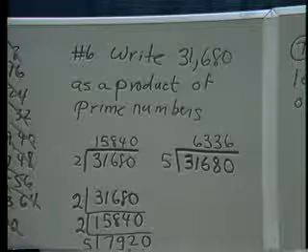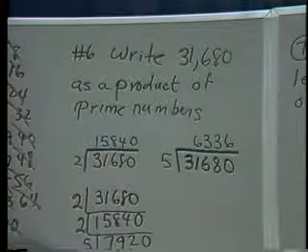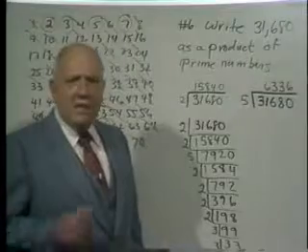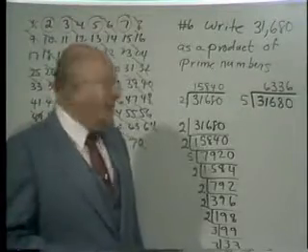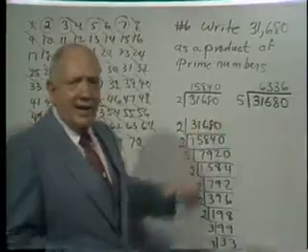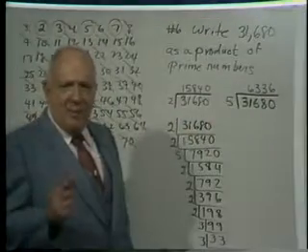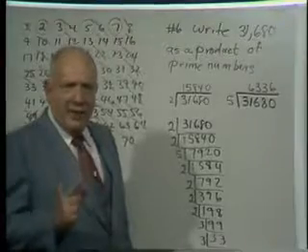Well, how shall we start? Notice that the number ends in 0. Any number that ends in 0 is divisible by both 2 and 5. 2 times 5 is 10. That means I could divide this by 10, but 10 isn't a prime number. See, 10 is 2 times 5. Remember what a prime number is. It's divisible only by itself and by 1.